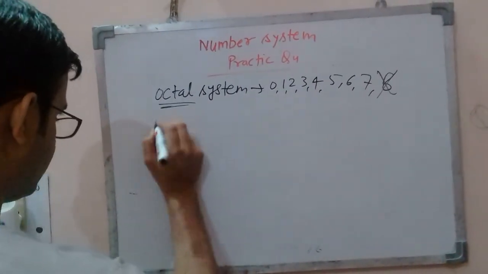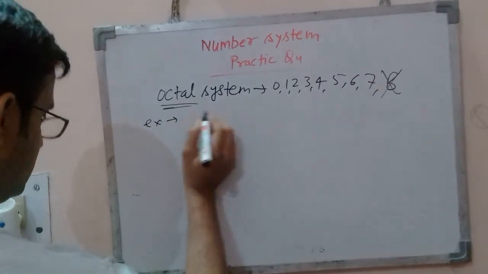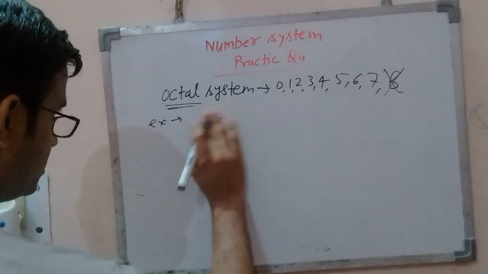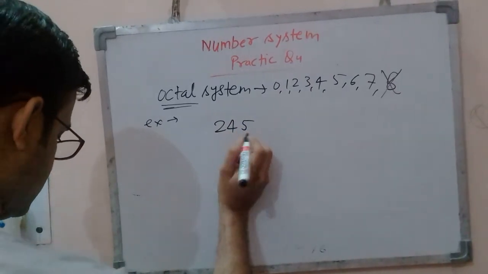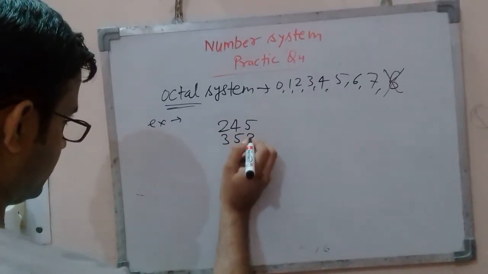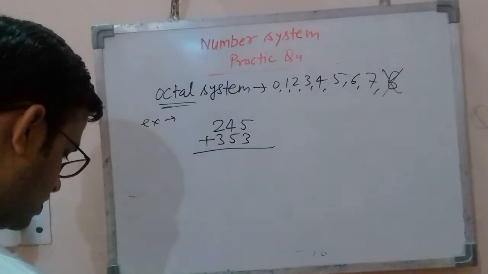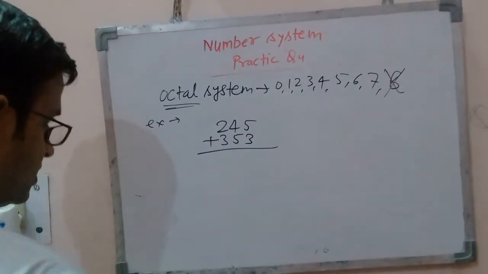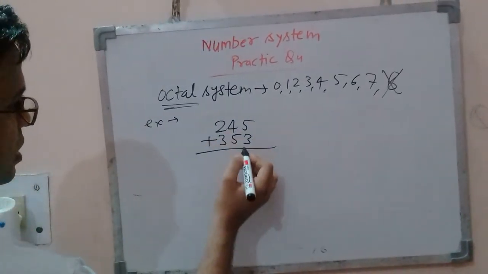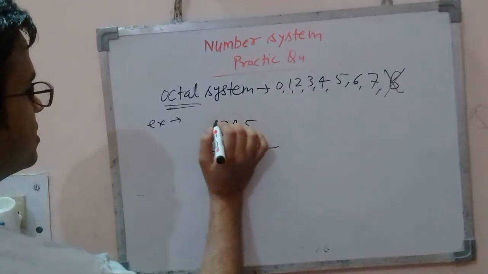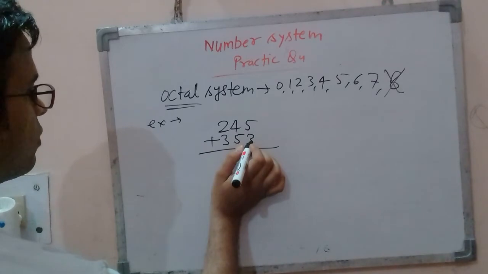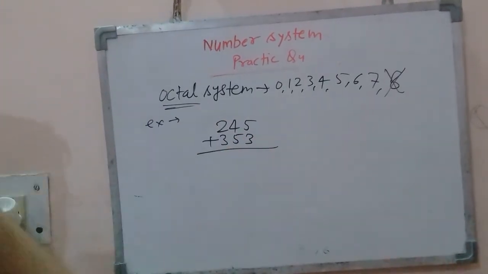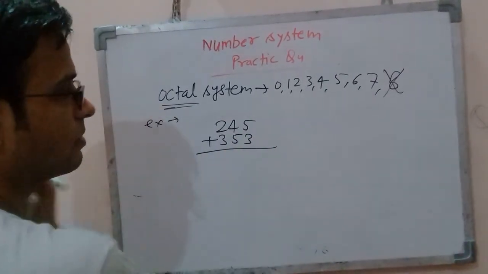So let me take the first example. There are two numbers: 245 and 353. When you add these two numbers, he is saying that these two are octal numbers. That means 245 is an octal number, and 353 is again an octal number. You are asked to do the addition of these two octal numbers.